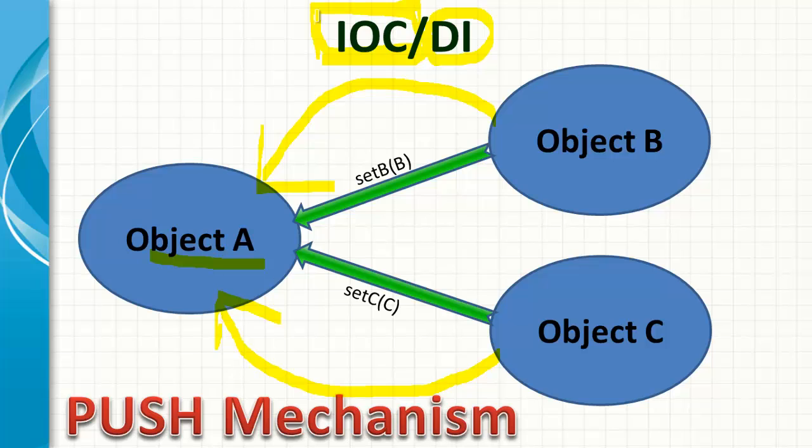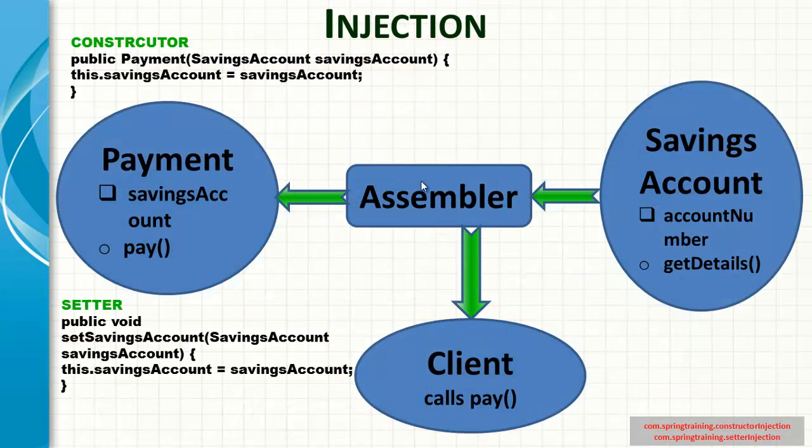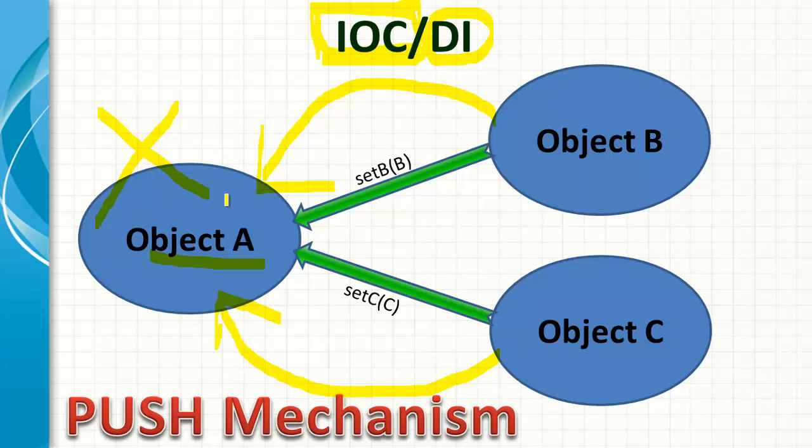Now the control is reversed. Control has been given to the framework, to the assembler, to the IOC container, so that if object A needs it, you push it. Now the control does not lie with the object, the control lies with the assembler. So that's what inversion of control is. Object A was controlling what it needs. Now the assembler, the framework and the container control what it needs.